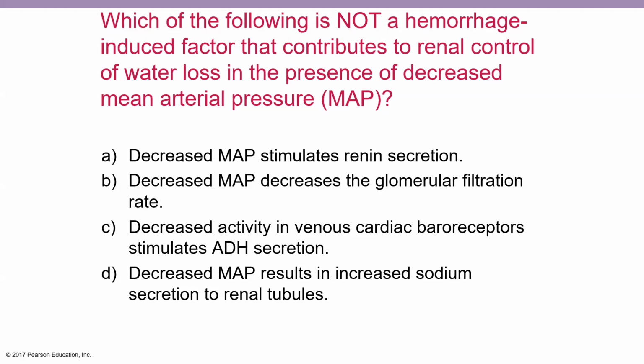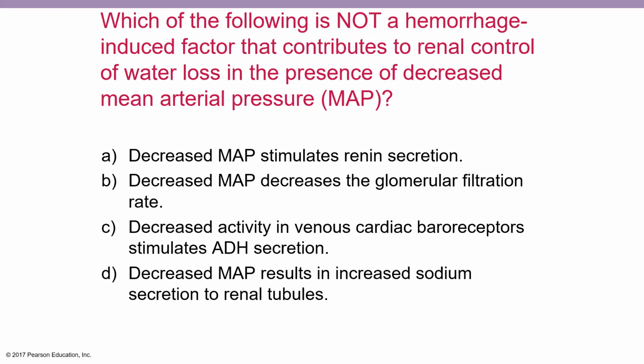C, decreased activity in venous cardiac baroreceptors, which stimulates ADH secretion. Again, let's think about this here. If we have a decrease in mean arterial pressure, that is going to be detected as decreased activity in our baroreceptors, right? Decrease in the stretch of those arterioles or decrease in the stretch of those receptors. And that is a direct stimulus for ADH secretion. So that is one of the two stimuli that we talked about for ADH, right? Remember, baroreceptors was one, but then osmoreceptors, which detect the osmolarity of our plasma, was a second one.